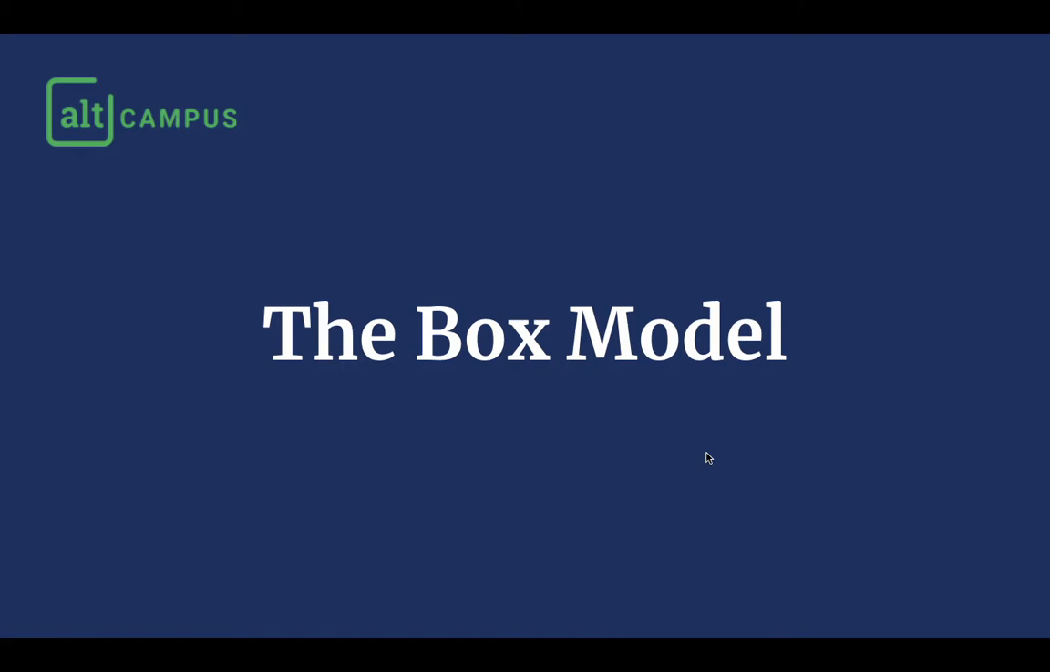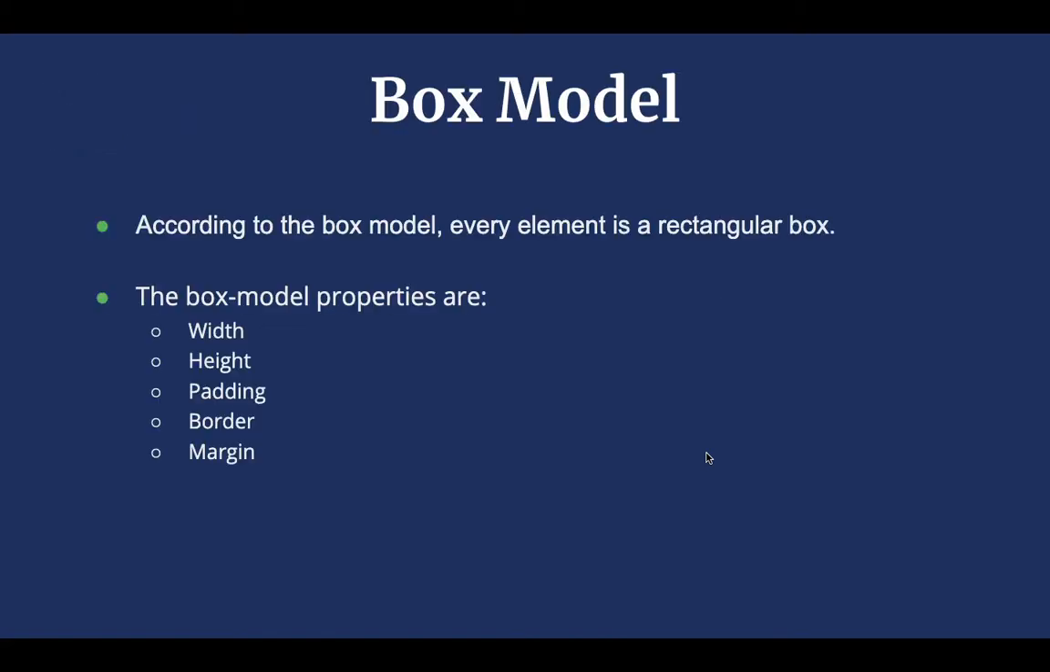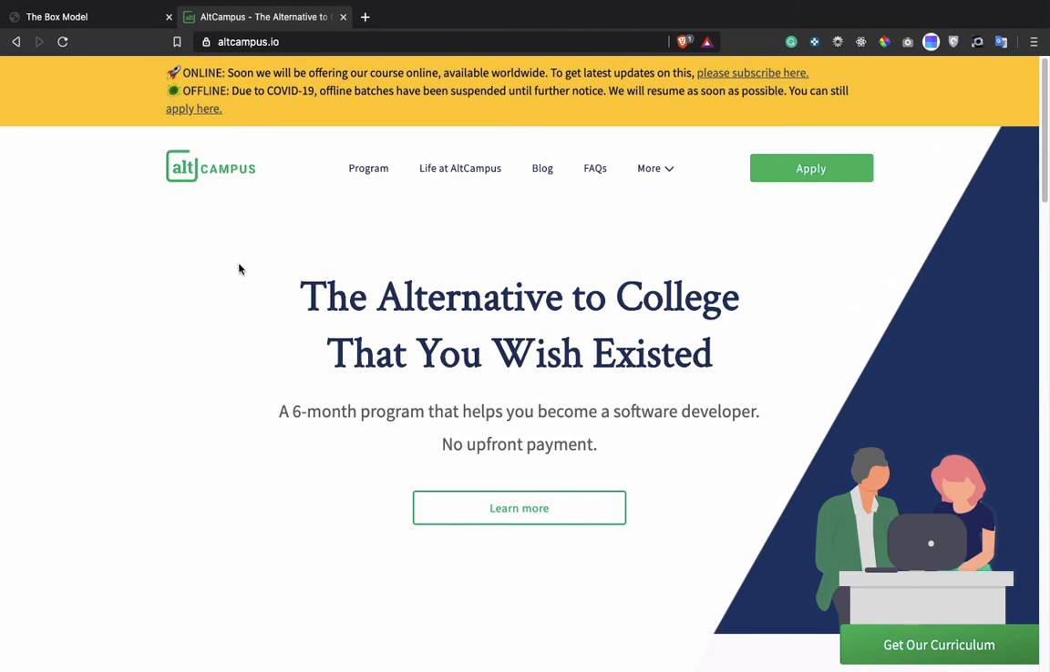Let's understand the box model. According to the box model, every element is a rectangular box on a page that may have some width, height, padding, borders, and margins. Let's check out one example here. On this page right now, we have different elements.